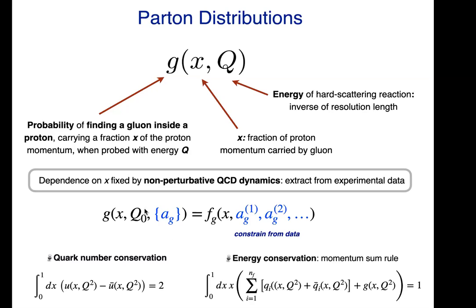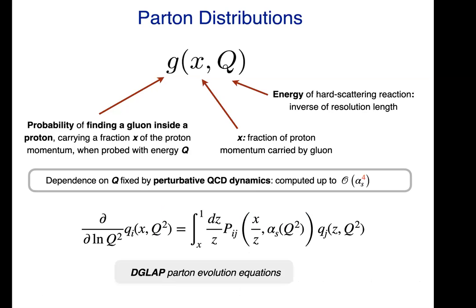In particular, these PDFs have to obey fundamental symmetries, such as, for example, quark number conservation, which tells me that up minus up bar integrated between 0 and 1 must be 2, just because the proton contains 2 up quarks. And energy conservation, which means that if you add up the energies carried by all the quarks and the gluons in the proton, you just get the proton energy. This is called the momentum sum rule. So these two conservation principles help us to constrain our PDFs.